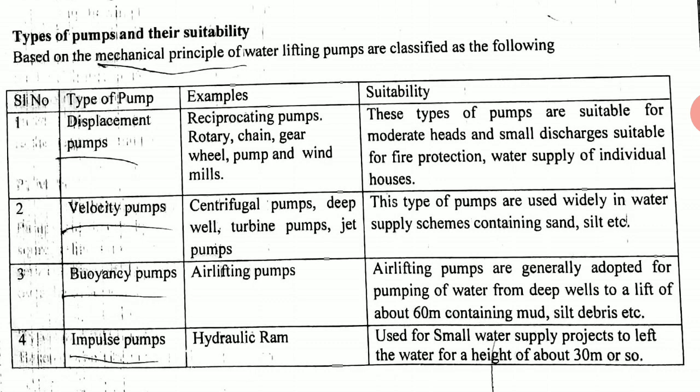Fourth is impulse pumps. The best example is a hydraulic ram, used for small water supply projects to lift water to a height of about 30 meters. For about 30 meters height, we can use these impulse pumps, the hydraulic ram. These pumps are usually used in small water supply projects. So these are the different types of pumps.